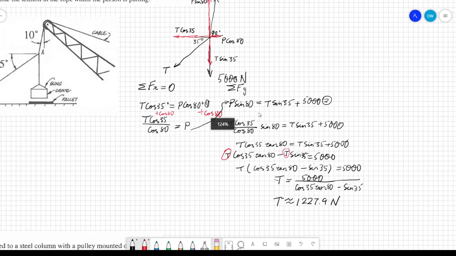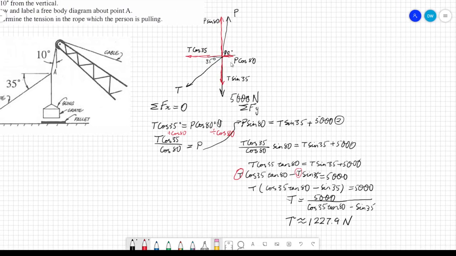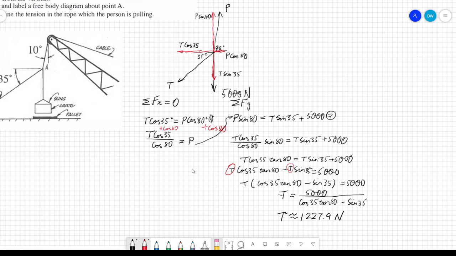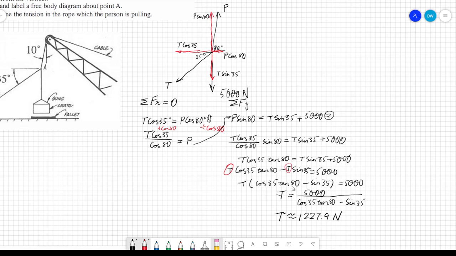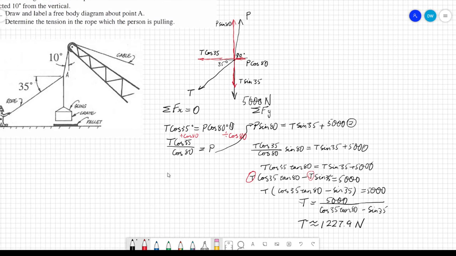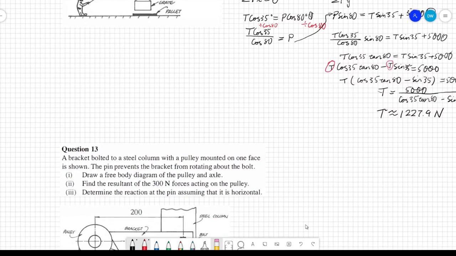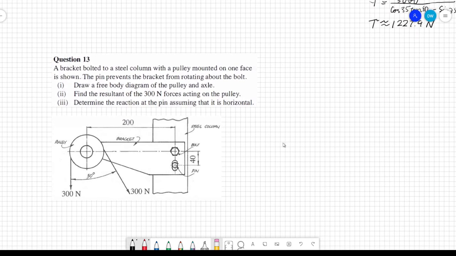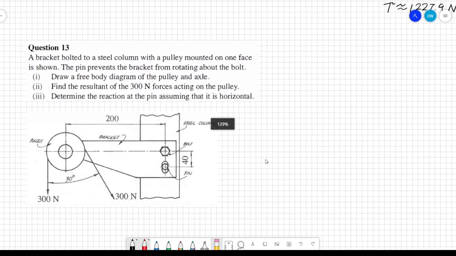So that's very straightforward. The main thing is to do the free body diagram and find the force components. And if you have two unknowns, you do a substitution with the simultaneous equations. Okay, now let's look at the other one with things like moments and reactions. So obviously we need a free body diagram.